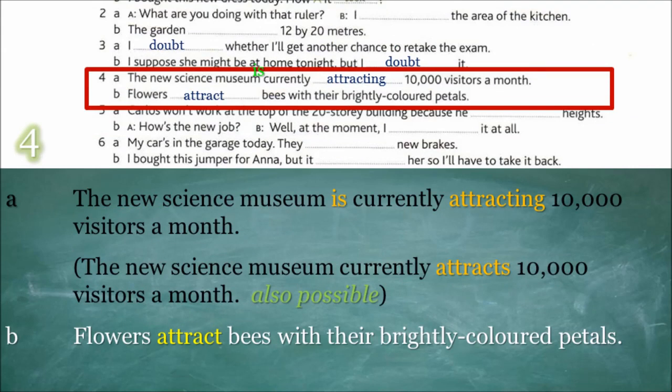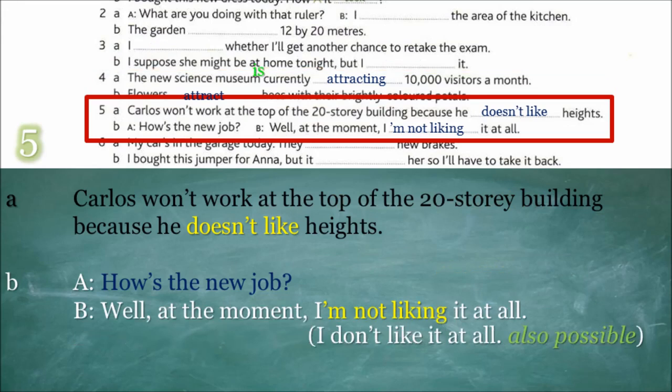The new Science Museum is currently attracting 10,000 visitors a month. The new Science Museum currently attracts 10,000 visitors a month. Also possible. Flowers attract bees with their brightly colored petals. Carlos won't work at the top of the 20-story building, because he doesn't like heights. How's the new job? Well, at the moment, I'm not liking it at all. I don't like it at all. Also possible.